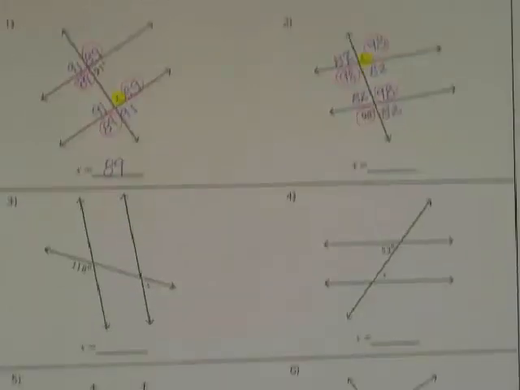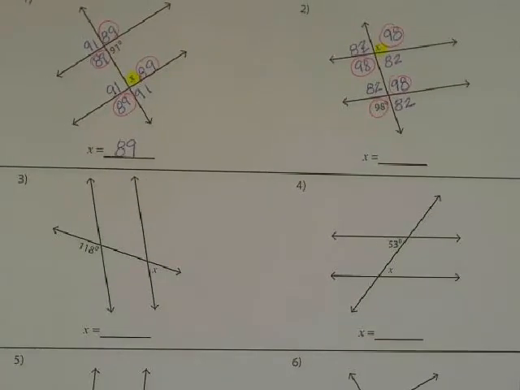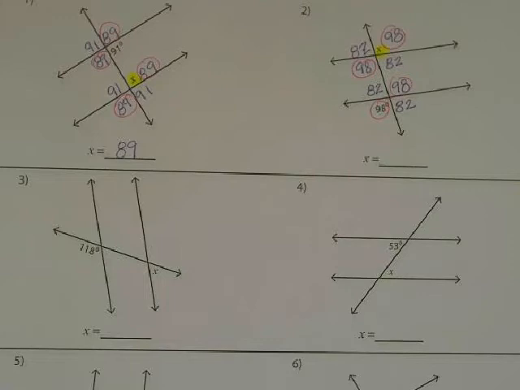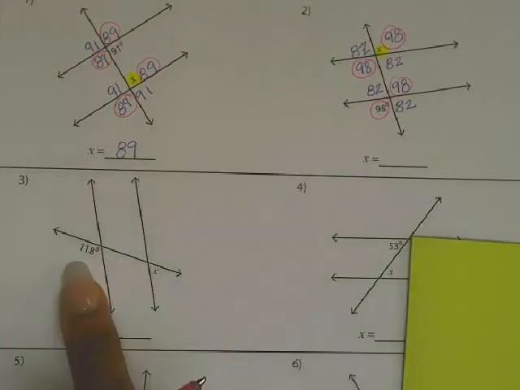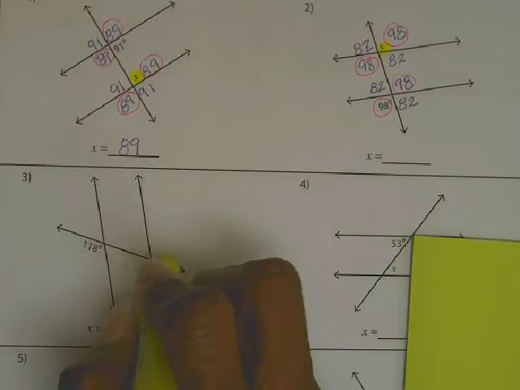All right, I'm going to do 3 and 4 with you, and then I'm going to let you practice 5, 6, 7, and 8 on your own, okay? So again, remember my focus is 180. I got a number here, and then my X is over here. Find your X.